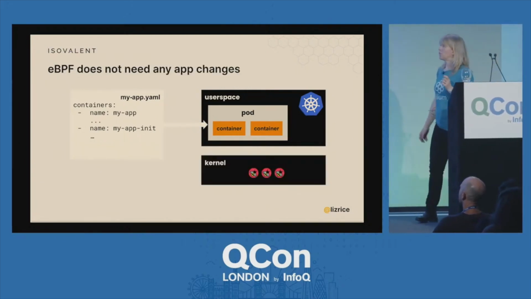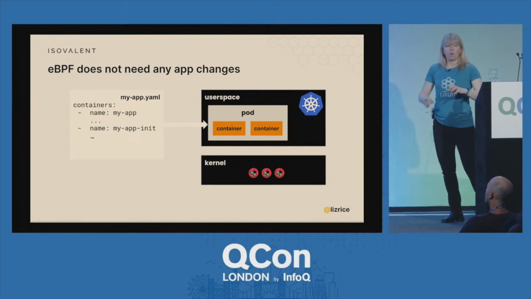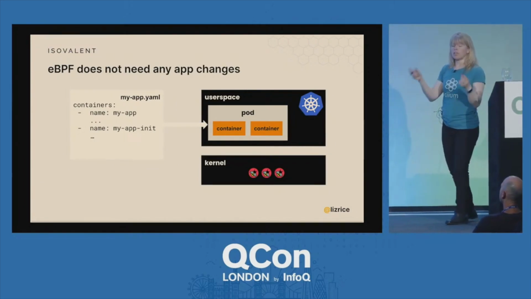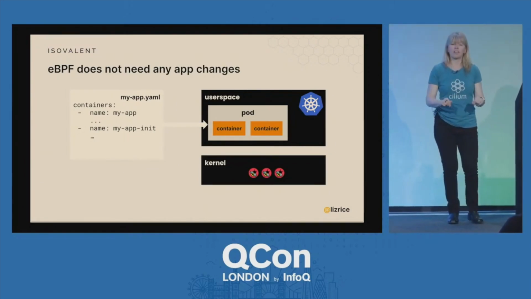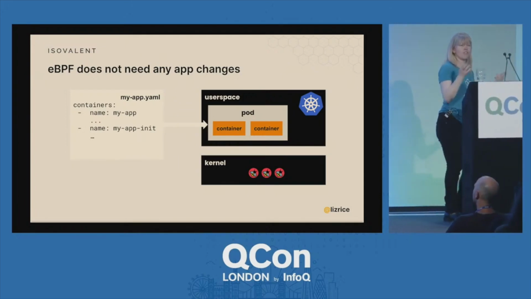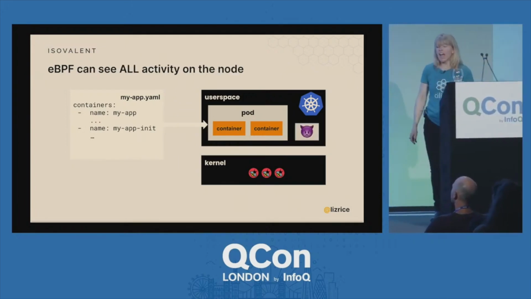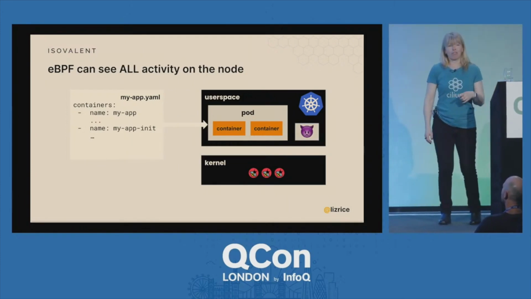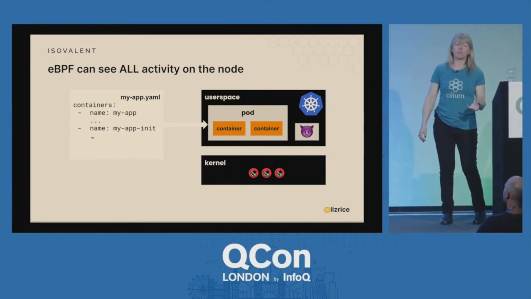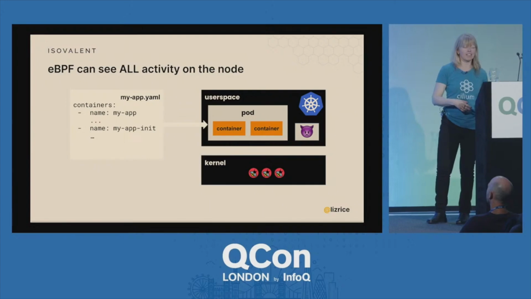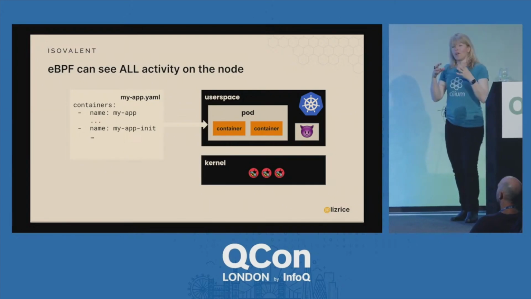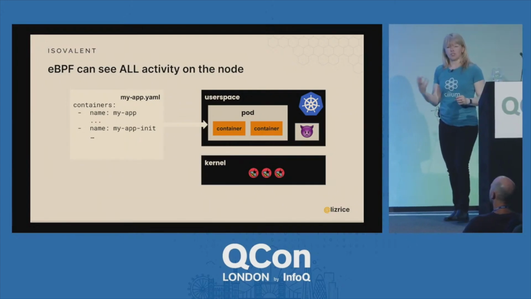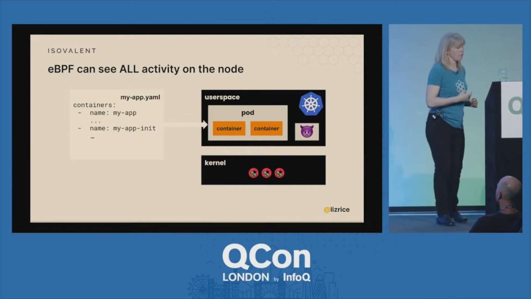Whereas if we used eBPF, we don't have to change the running pod. We can just instrument the kernel underneath, and we get visibility over all of the pods. And that means if we get some kind of malicious activity, whether it's running on the host or running inside a pod, it's still going to be visible to the kernel, to those eBPF programs.